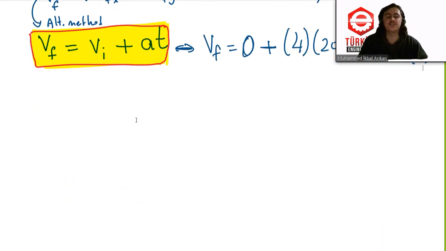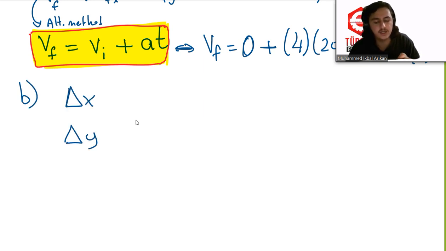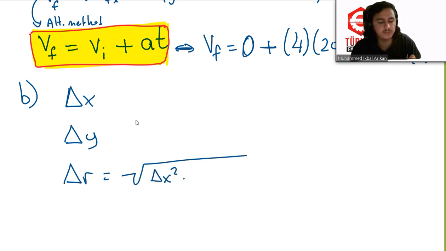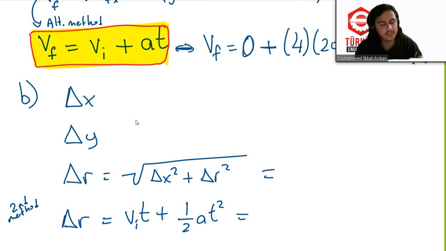What about the position? So in position, you can use delta x and delta y formulas, okay? And delta r will be equal to the square root of delta x squared plus delta y squared. This is the first one. And in the second method, you will just take delta r equal to v initial times time plus 1/2 acceleration times time squared. So you will see that these are equal to each other, okay?